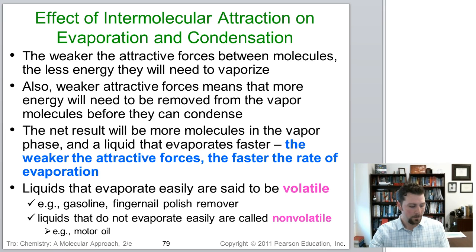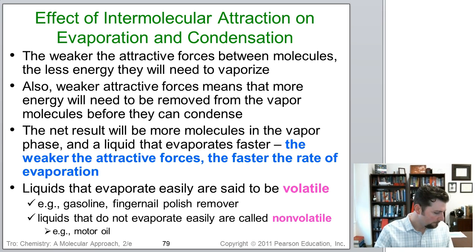Okay? These intermolecular forces... actually, what I want to say is let's talk about the energetics and the energy it takes to do these processes in the next video. So I'll see you then.